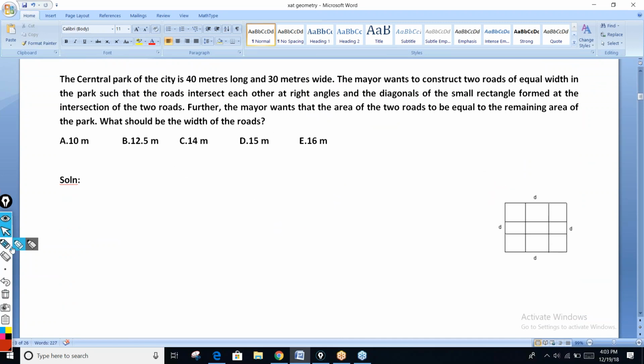Now the second question says, the central city park of the city is 40 meter long and 30 meter wide. So let's say this is 40 meter and this is 30 meter. So total area is 1200 meter square. The mayor wants to construct two roads of equal width. So two roads of equal width. Let's say this is one road and this is the second road. The width is d meter, let's say. They intersect each other at right angles, and the diagonal of the small rectangle formed at the intersection of the two roads is the same diagonal.